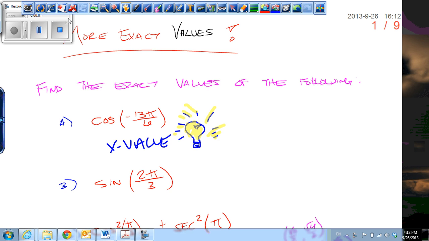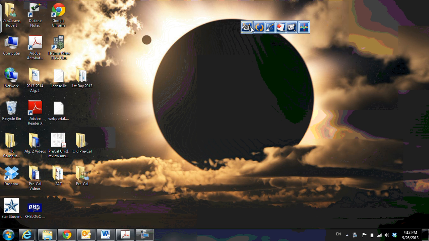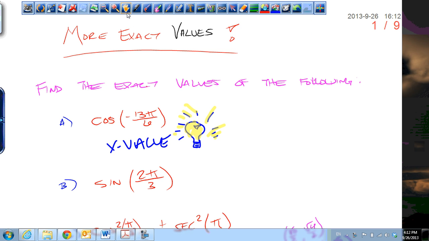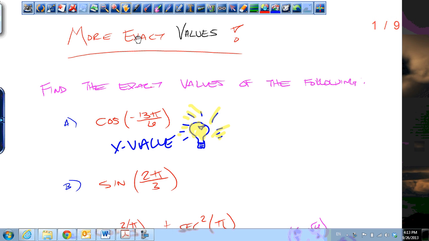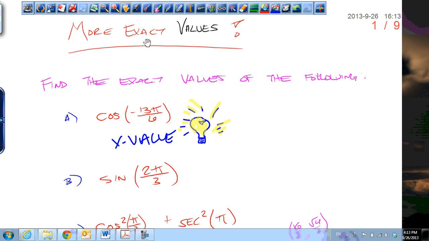All right, today's just an extension of exact values from yesterday. So we're just going to do some more examples here. Last night's homework is pretty challenging, but the one thing I want you to keep in the back of your mind is that you always must reference your unit circle. And so I'm going to go over a couple of different ways that you can hopefully memorize the unit circle so you don't have to keep flipping back and forth between it.